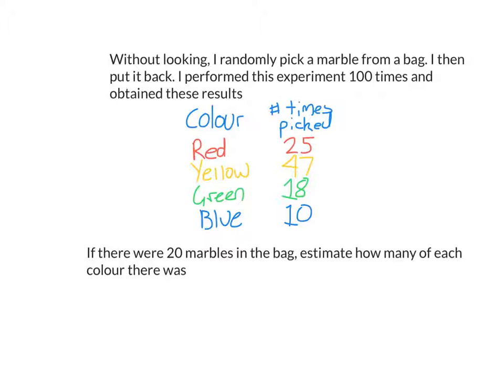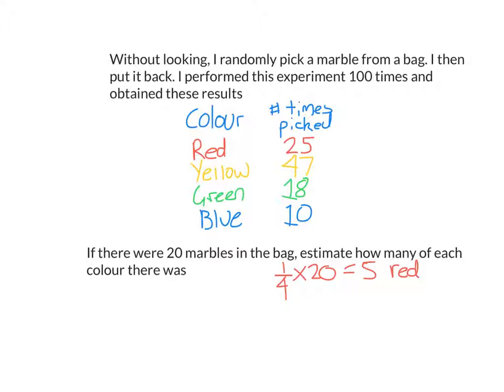So let's look at red. So I got red 25 out of 100 or 1/4 of the time. That was its experimental probability. So I'm going to guess that a quarter of the marbles were red. A quarter of 20 means a quarter times 20, which is 5. So I'm going to guess there were 5 red.